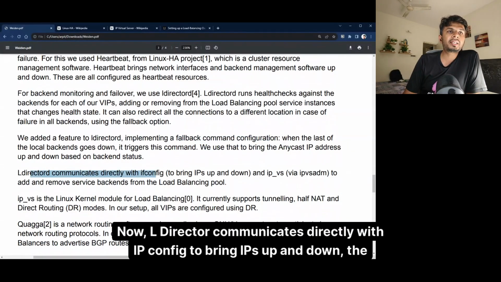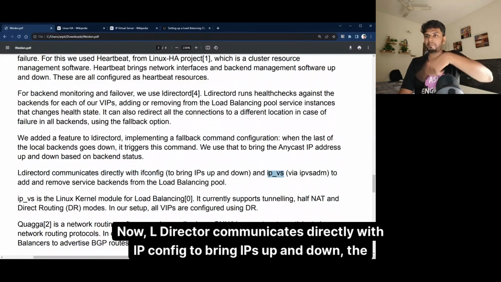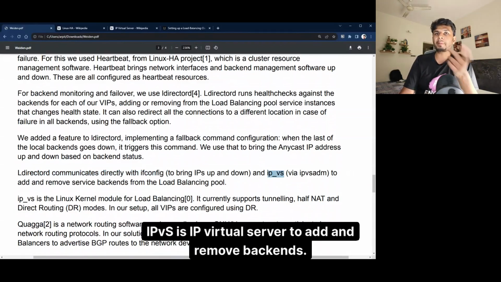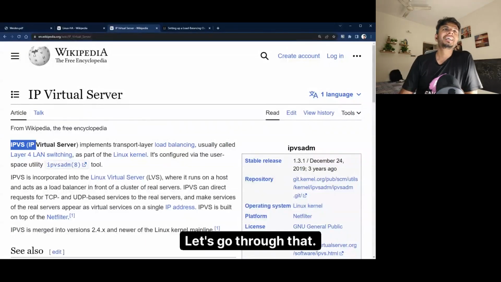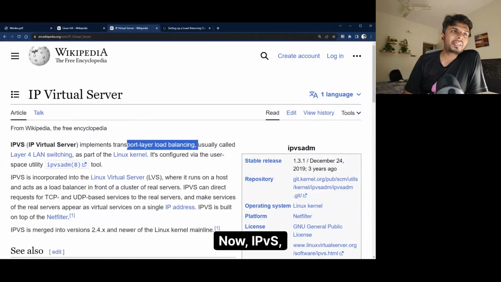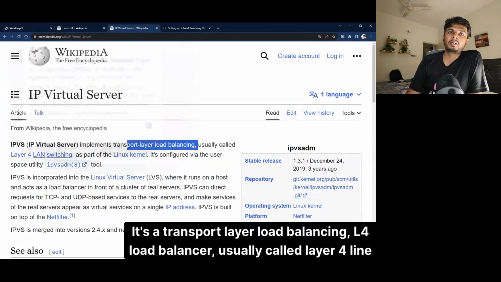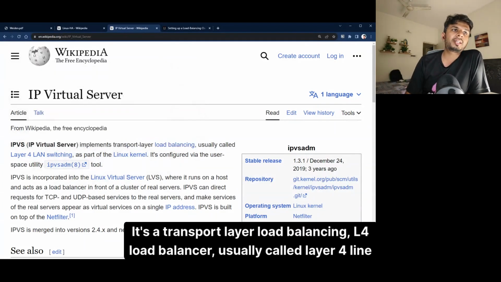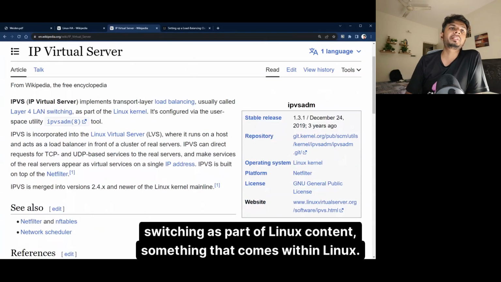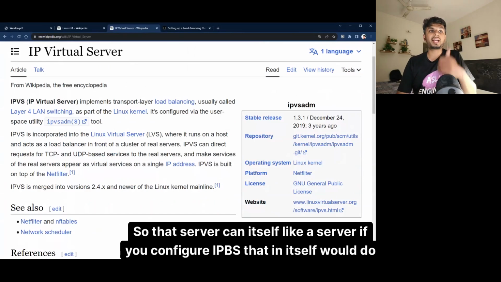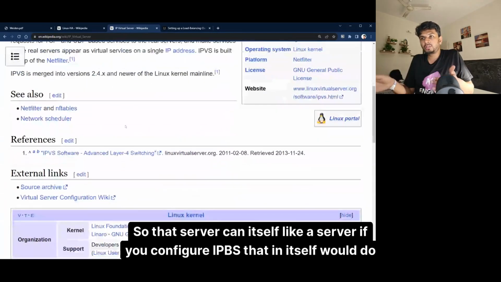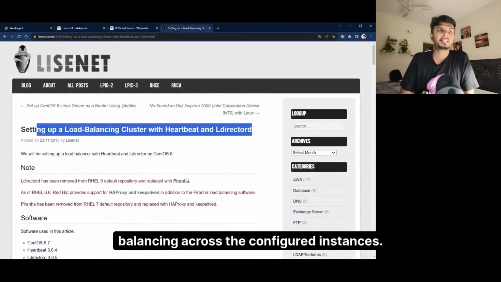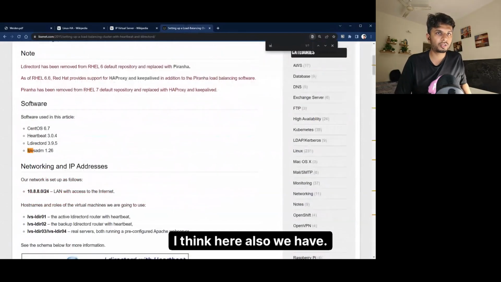Now, Ldirectord communicates directly with ifconfig to bring IPs up and down, the local ifconfig that you have. IPVS is IP Virtual Server to add and remove packets. Now, what is this IPVS? Let's go through that. IPVS is a transport layer load balancing, L4 load balancer, usually called layer 4 LAN switching, as part of the Linux kernel. It's something that comes within Linux. So that server itself, if you configure IPVS, would do balancing across the configured instances.